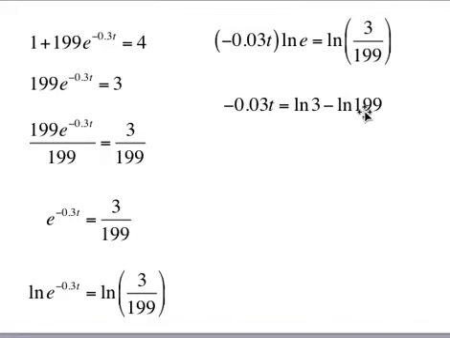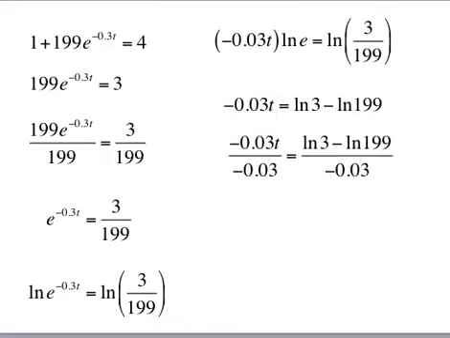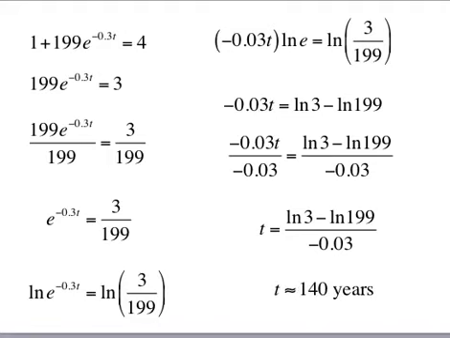And all we have to do now is divide both sides by this coefficient on t, negative 0.3. Divide both sides by negative 0.3, and we get t is that value. Which again, without a calculator, is as far as you can go. If you have a calculator, you can get your approximate value of about 140 years. So it's going to take quite a while to get to 500 elements. And that will conclude this lesson.